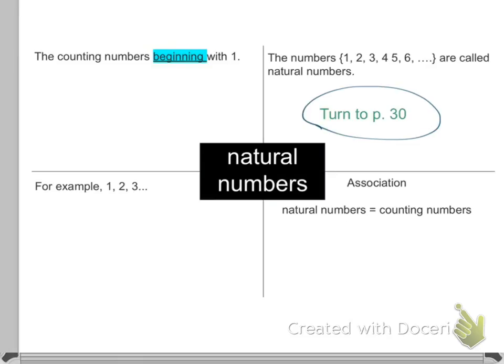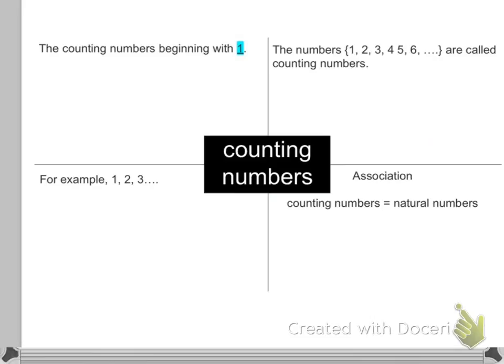Moving on to page 30 in your notes. Natural numbers, the counting numbers beginning with 1. Natural numbers are 1, 2, 3, 4, 5, 6, and so on. Natural numbers begin with 1. Counting numbers. The counting numbers begin with 1.